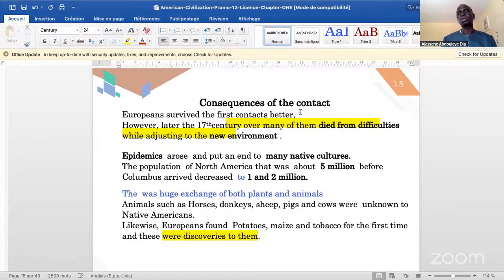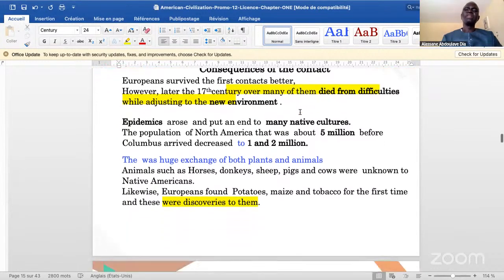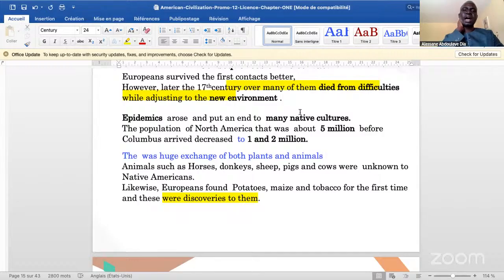What happened? When Europeans arrived in America, you have to understand that they were in a new world, a new environment. It was not easy in the 17th century. That's why they had to adapt. There was a problem of adaptation. Many of them died because of difficulties. The new environment was hostile. There were also epidemics, diseases.